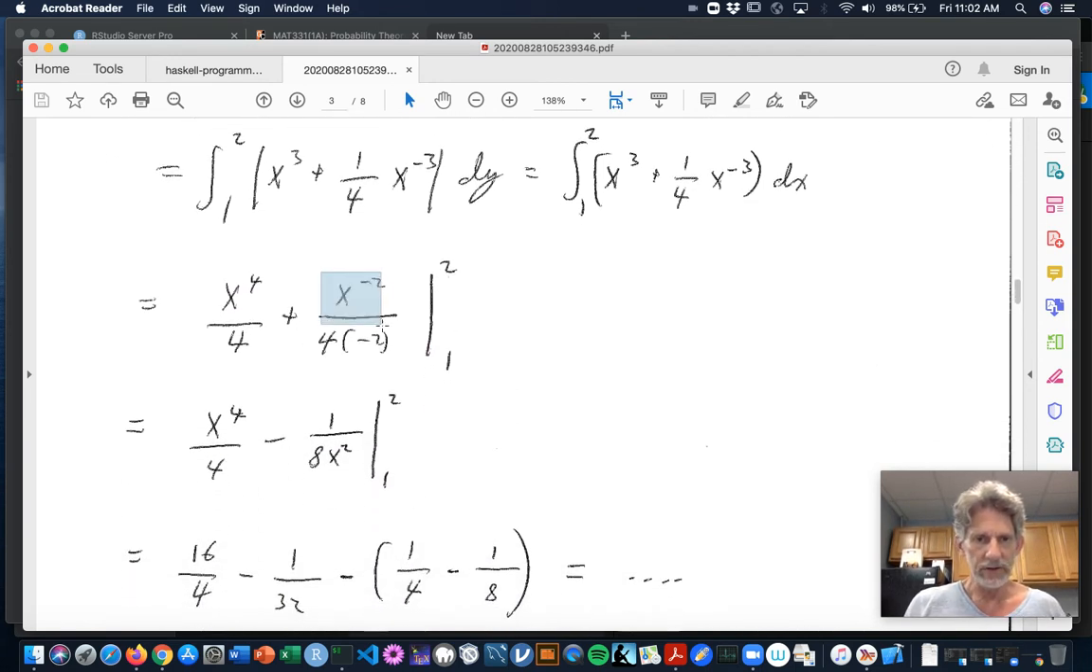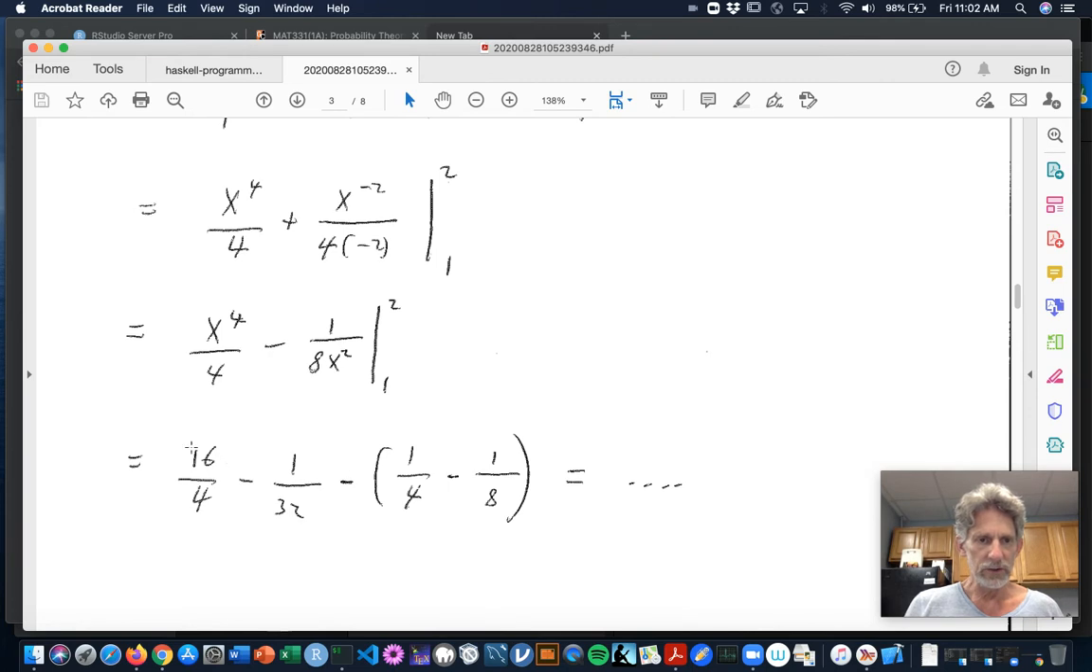And this x to the negative 2 is a 1 over x squared. A little simplification here. Stick in my 2, subtract after sticking in my 1, and I kind of lose interest. I could get something if I wanted. So wow, you could get this arc length exactly.